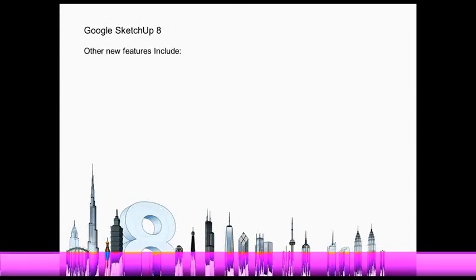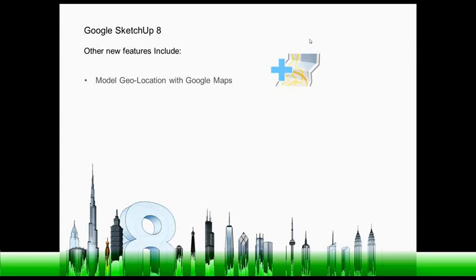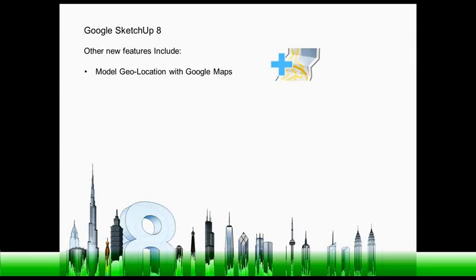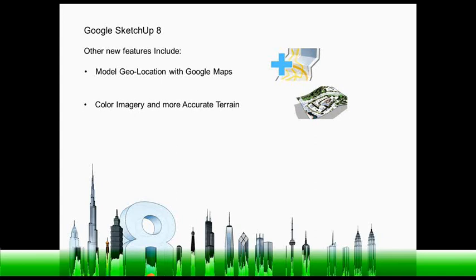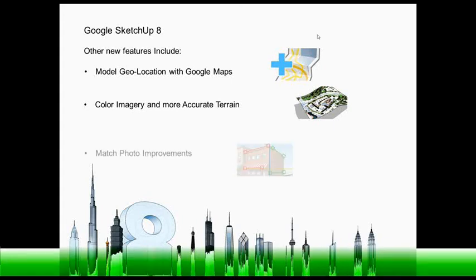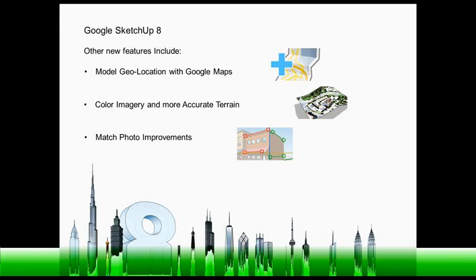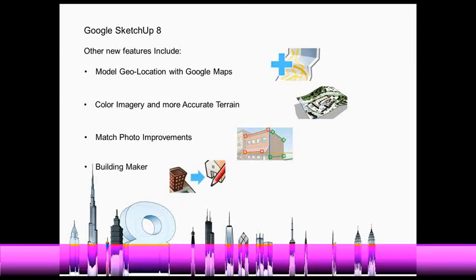We do have a few new tools with this release. We have the ability to do model geolocation directly with Google Maps. We can do some color imagery for more accurate terrain, essentially bringing in a plan image from Google Earth or any kind of image and being able to locate our building or site that way. They have a few photo match improvements, so we can take a photograph that is a perspective and create a building out of that photograph, which is one of the really interesting things it does for you. And it also offers a new building maker tool.